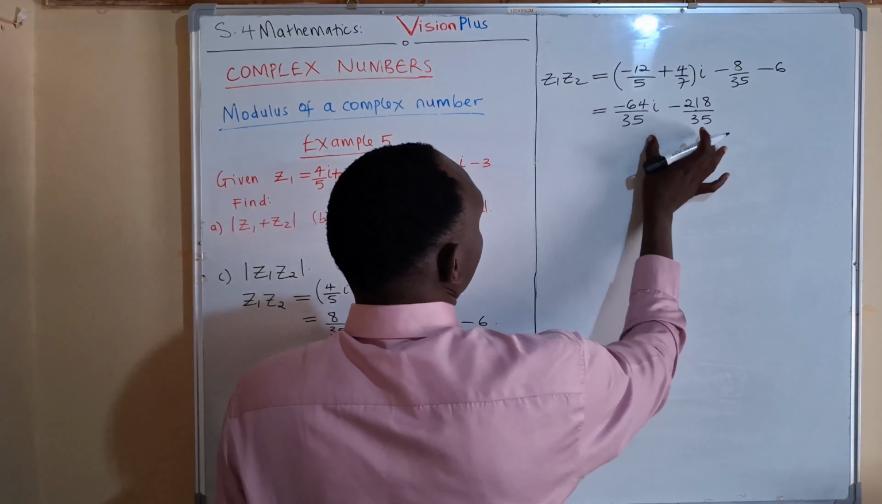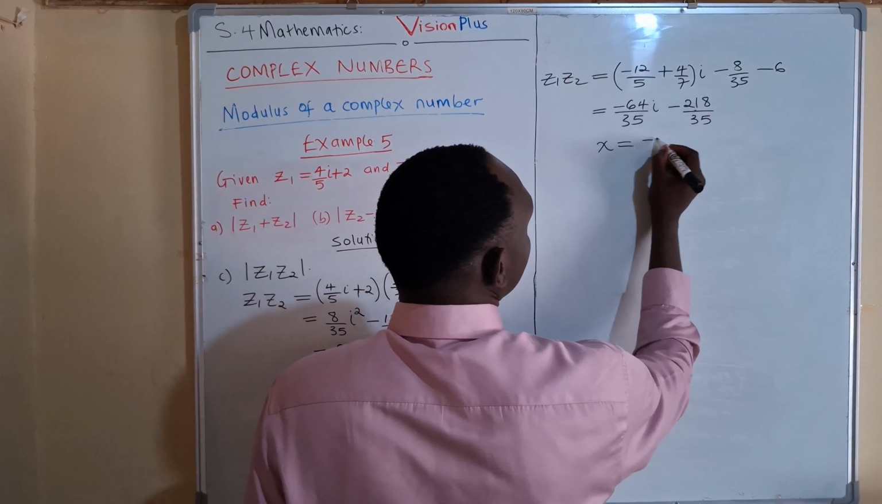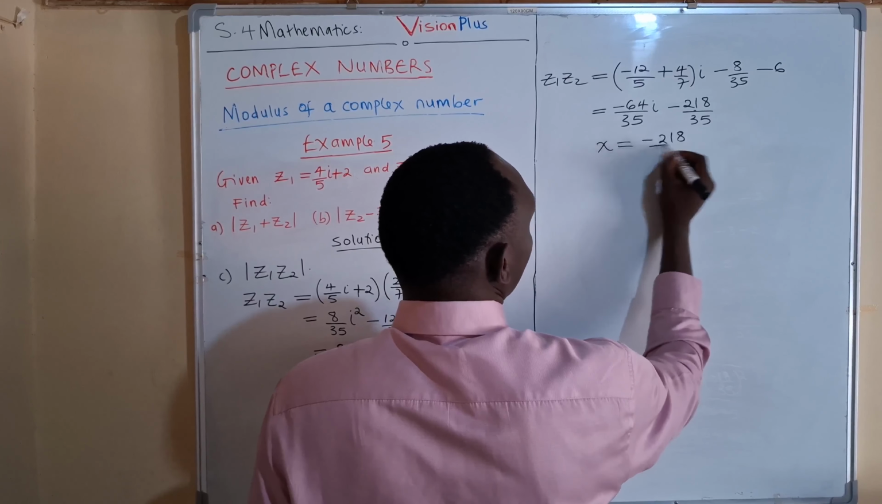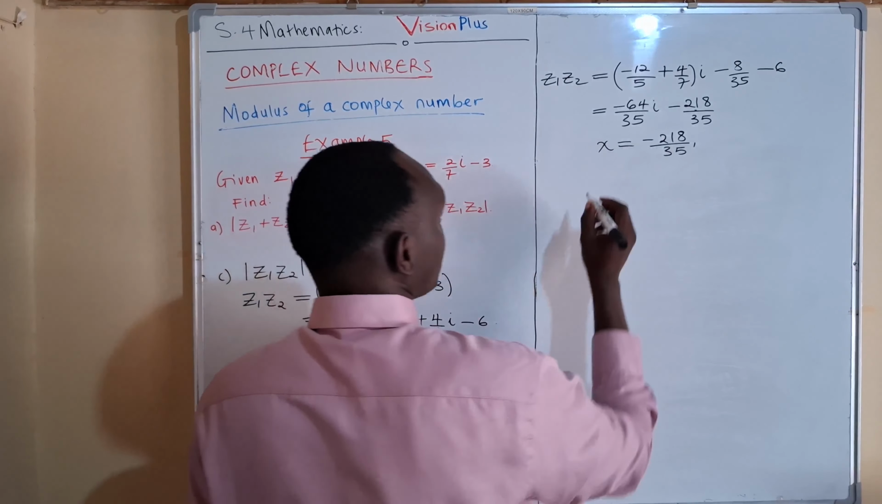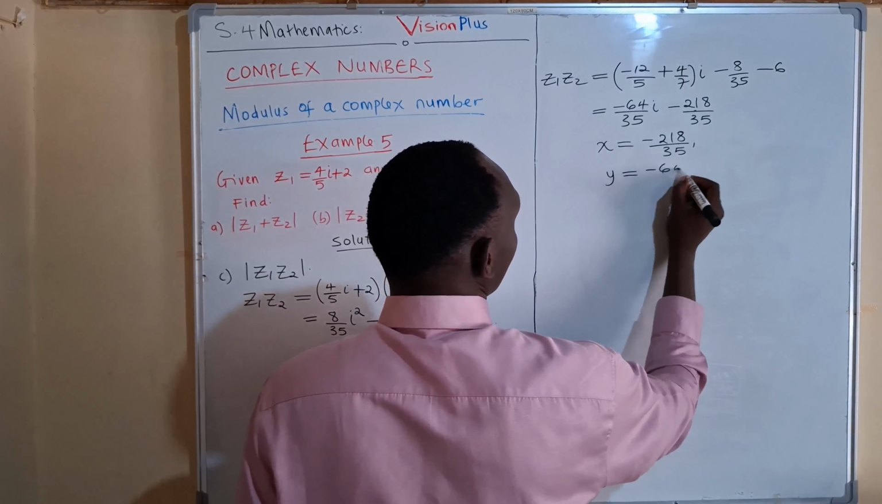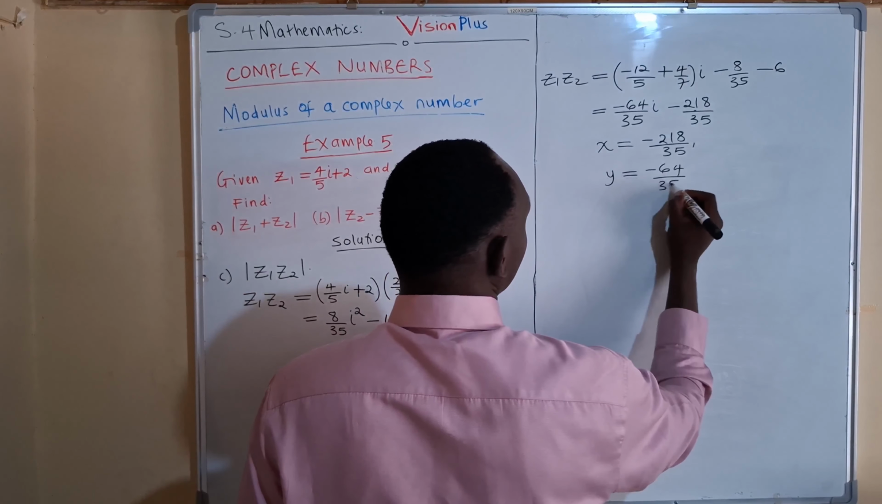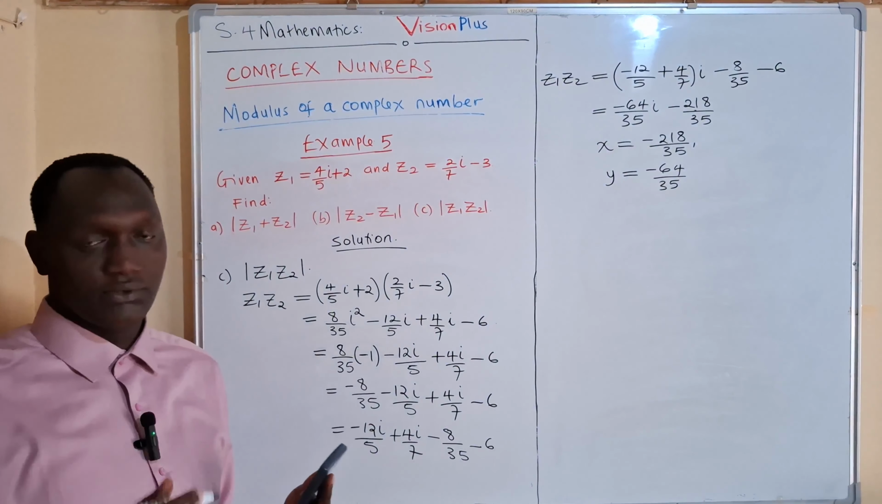So after getting this, then you deduce what is x. x is the real part, which is negative 218 out of 35. Here you don't need to give up. You must do all the steps. y is negative 64 out of 35. Some of you, when you reach here, you begin to get confused. No, just follow your principles slowly.